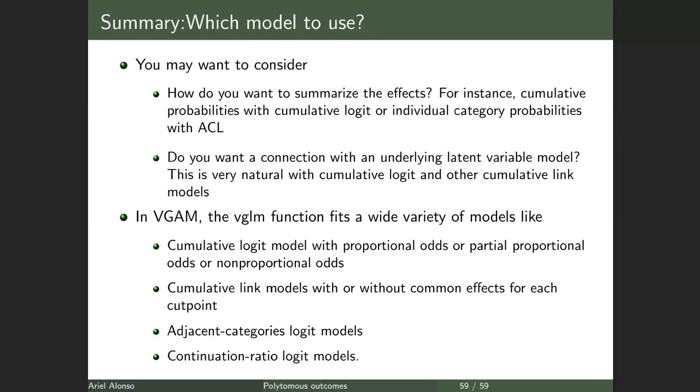And finally, this VGAM function in R is really extremely flexible. You may want to have a look at it. It allows you to do a lot of things. So just go there and have a look.